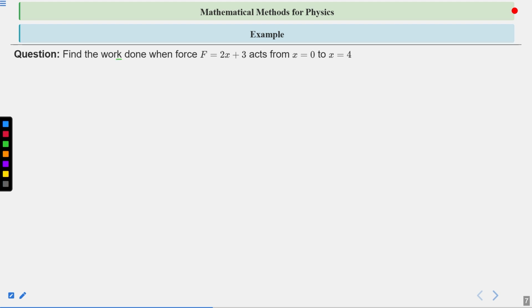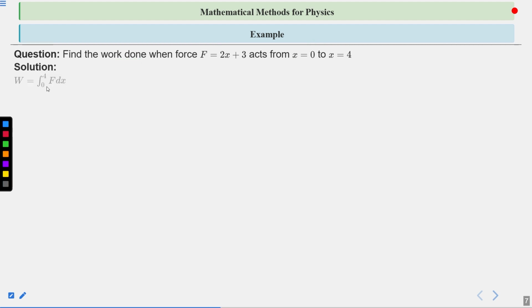Find the work done when force F is equal to 2x plus 3 acts from x is equal to 0 to x is equal to 4. Now here, using the method of integration and differentiation, we find the solution. So F is this one, and we find the work done. So here the question arises, what is the formula to calculate work done? Let's see.